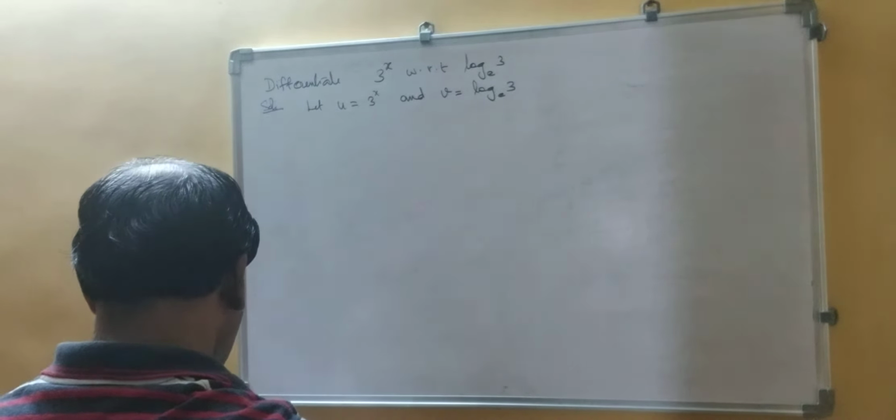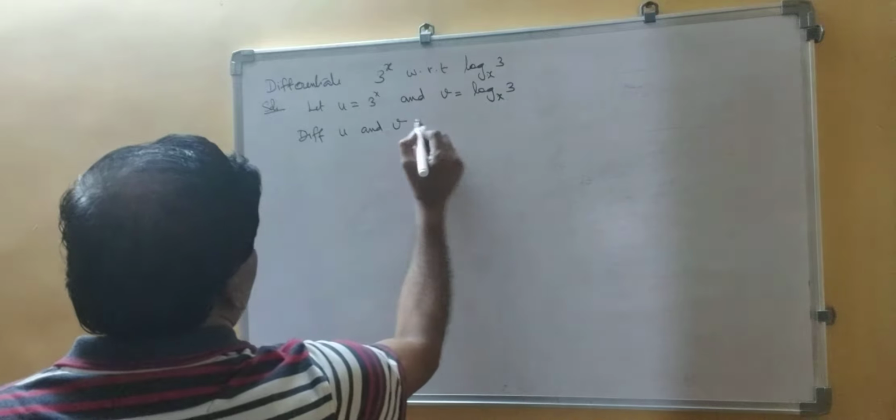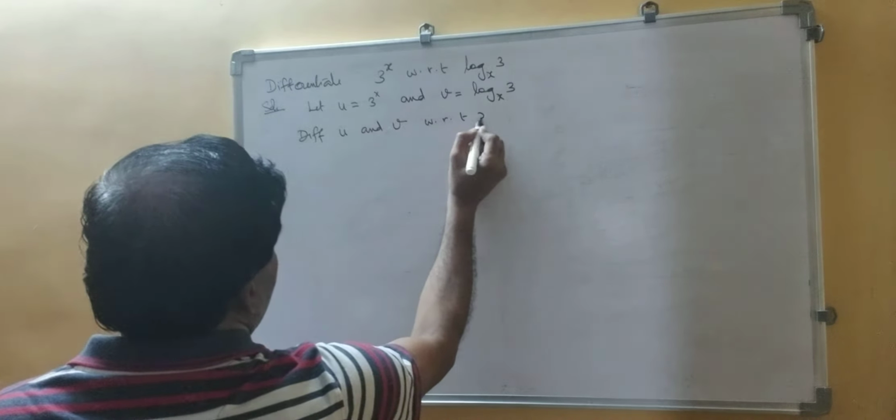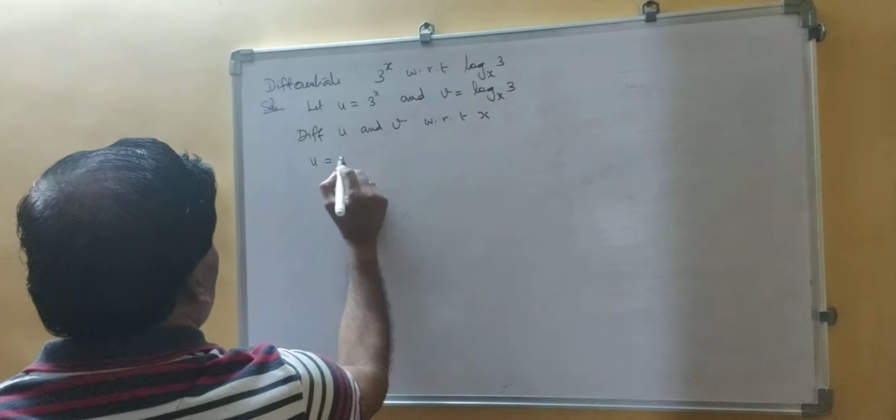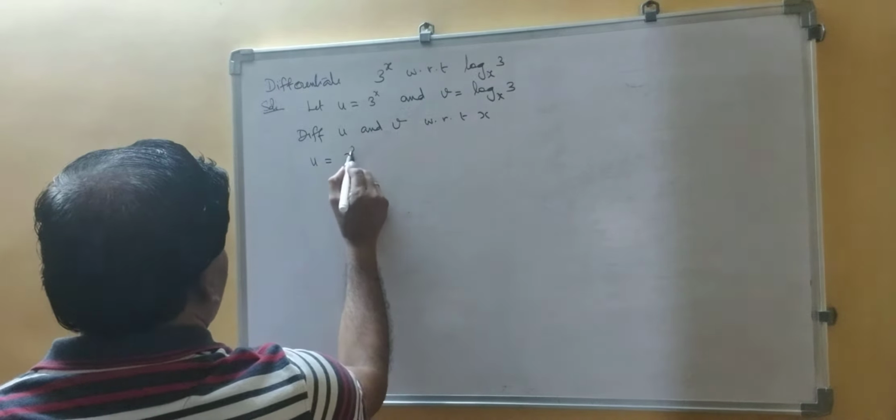Now, what we have to do? We have to differentiate u and v with respect to x. So now first of all we will try to differentiate u. du by dx equal to, what is the derivative of a to the power x? A to the power x into log a. So it is 3 to the power x into log 3.